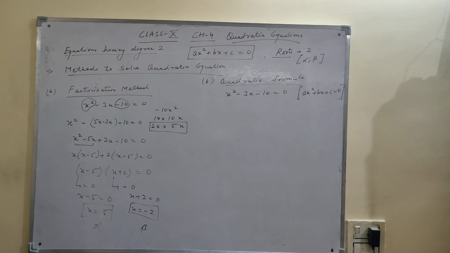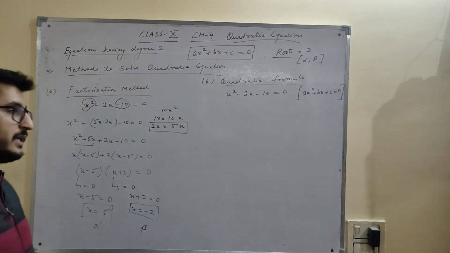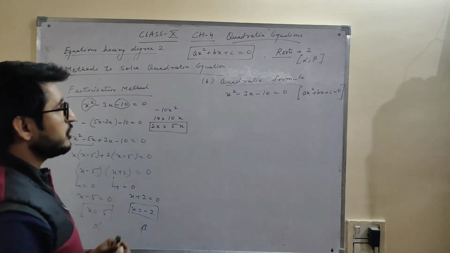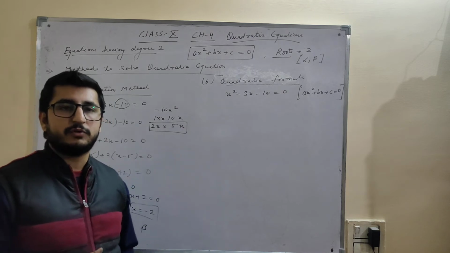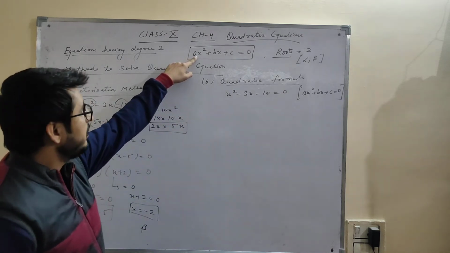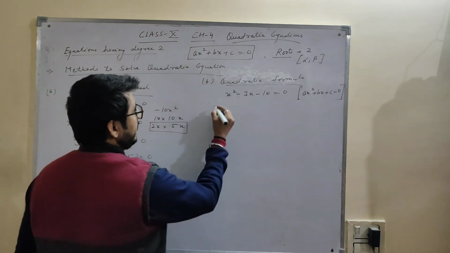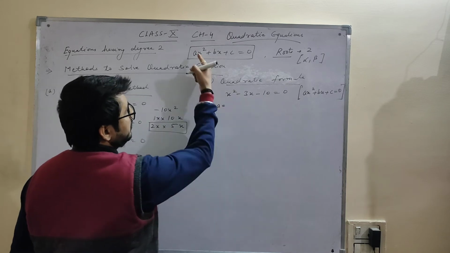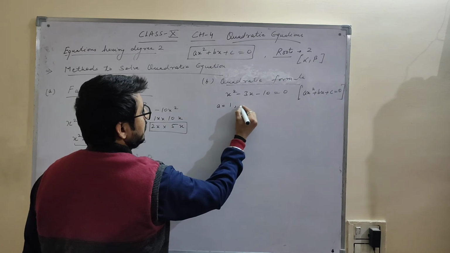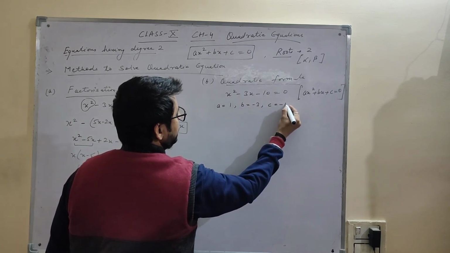So let's see how we will use the quadratic formula method to find the roots of the same equation. Here, first of all, we need to find the values of a, b and c. a, as I told you, is the coefficient of x square, b the coefficient of x, and c the constant term. Comparing with the standard form of the quadratic equation, a is 1, b is minus 3, and c is minus 10.